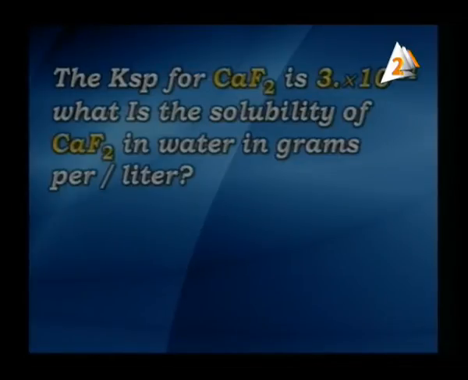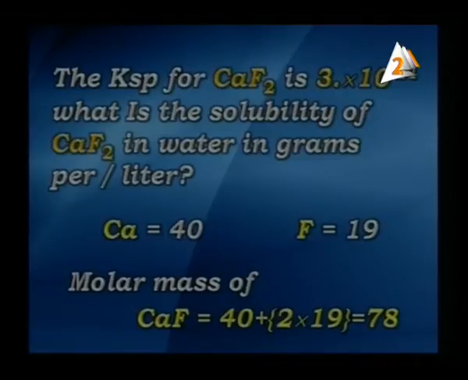The Ksp for calcium fluoride is 3.9 times 10 to the power of negative 11. What is the solubility of calcium fluoride in water in grams per liter? You must know the atomic masses: calcium is 40 and fluorine is 19. So the molar mass of calcium fluoride equals 40 plus 2 times 19, which equals 78.